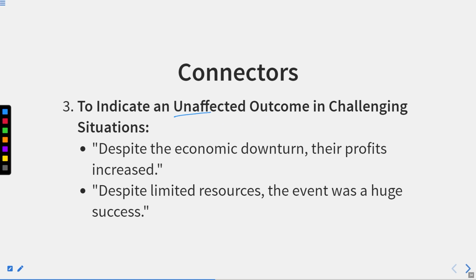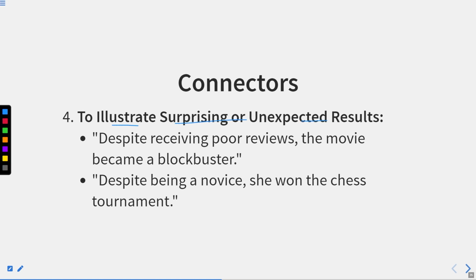Now the third one, to indicate an unaffected outcome in challenging situations. Despite the economic downturn, their profits increased. It means though the economy was in downturn, there was some downfall in the economy, still the business did not get affected. Their profits increased. In fact, they were in good profit. Despite limited resources, the event was a huge success. To illustrate a surprising or unexpected result: despite receiving poor reviews, the movie became a blockbuster. Despite being a novice, she won the chess tournament.